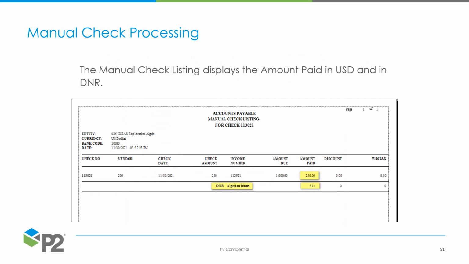When we save the check, the manual check listing displays the amount paid in USD and in dinars. So we can see amount paid of $250 in US, and the actual check was recorded as 313 in dinars.